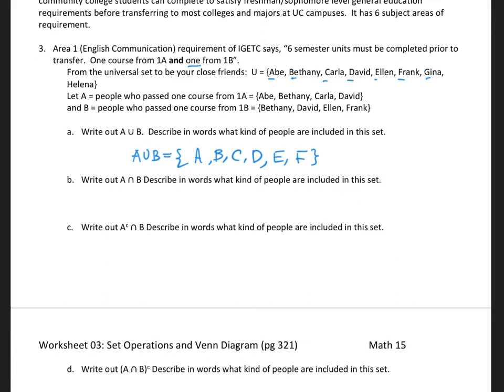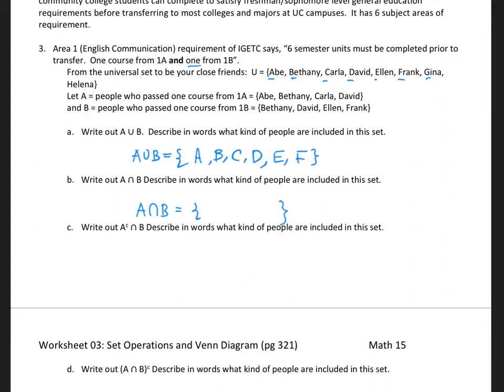Let's look at A intersection B. So this is A and B. You have to be both in A and B. So basically, I'm looking at the set of people who took both 1A and 1B. Again, before I even write out the answer, because this is intersection, it's hard to be in there. That means it's not going to have that many people. So who took both 1A and 1B?